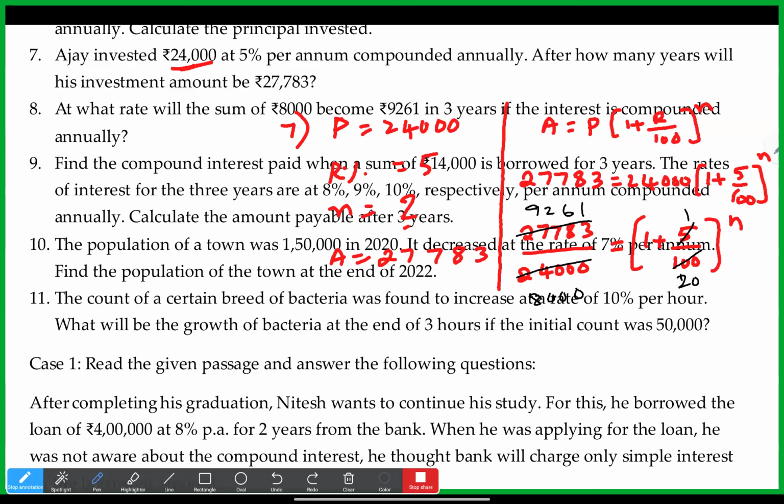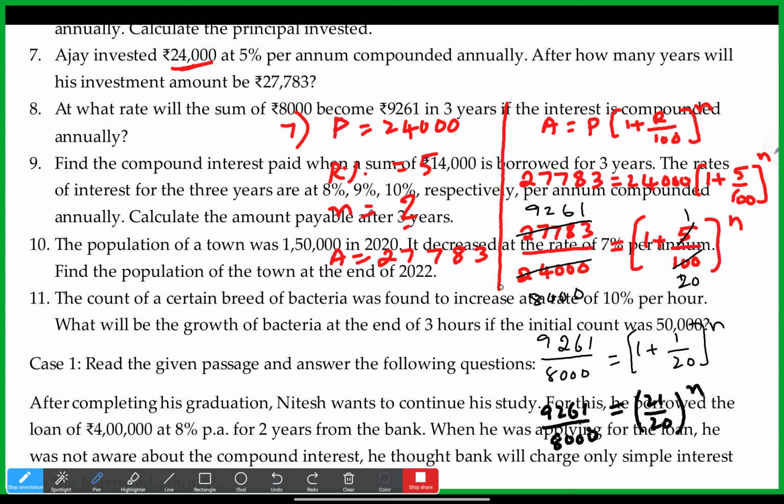5 by 20 is there. So 9261 by 8,000 is equal to 1 plus 5 by 20 whole power, sorry, 1 plus 1 by 20 whole power n. So 1 plus 1 by 20 is 21 by 20. 21 by 20 whole power n is equal to 9261 by 8000.